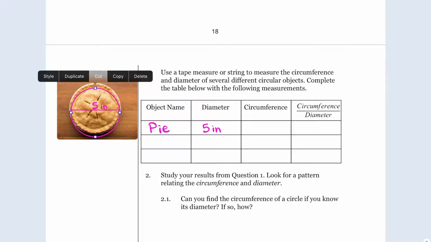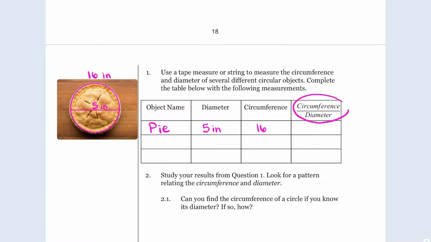We'll say that is, undo, there we go. The circumference of this pie is about 16 inches. All right, so we're going to go ahead and fill that in our circumference. Now, in this last column here, you're going to write a ratio, circumference over diameter, okay?